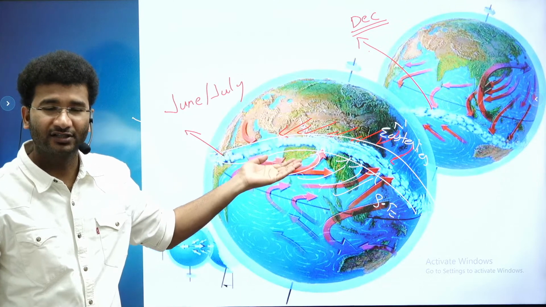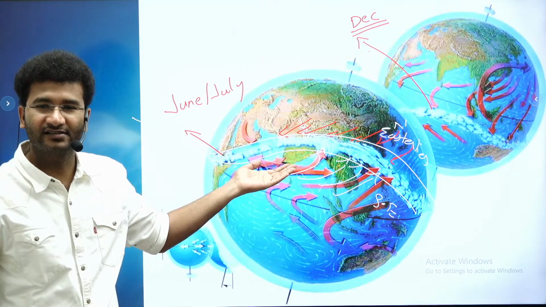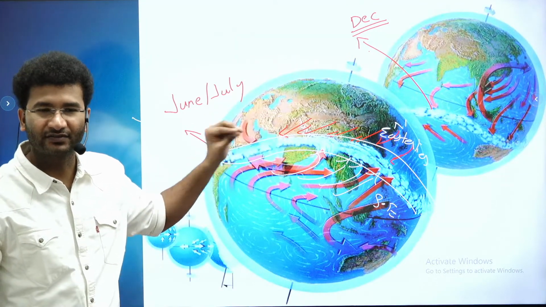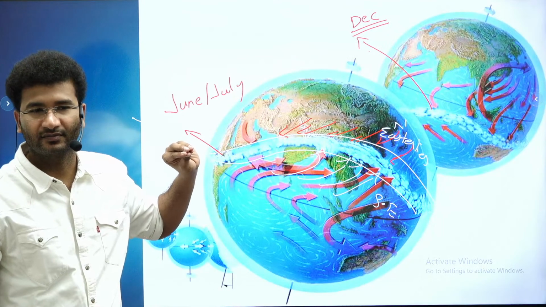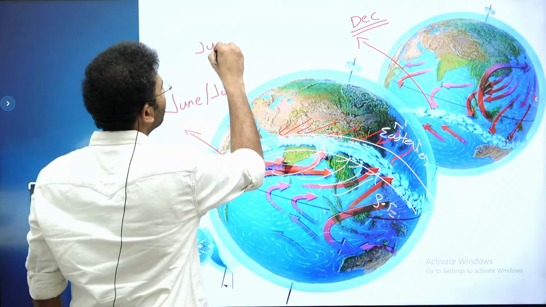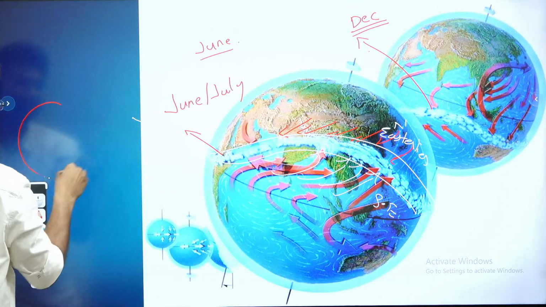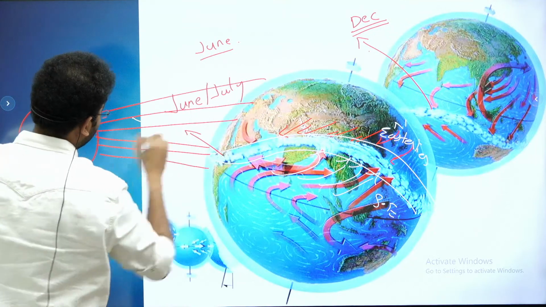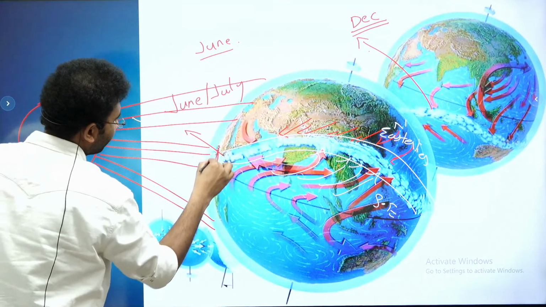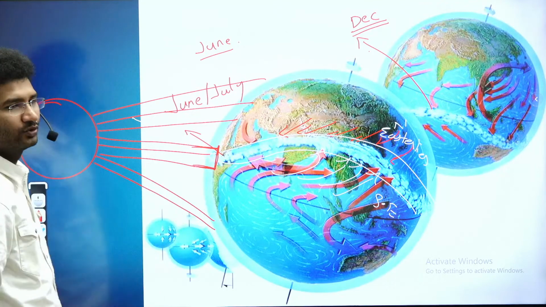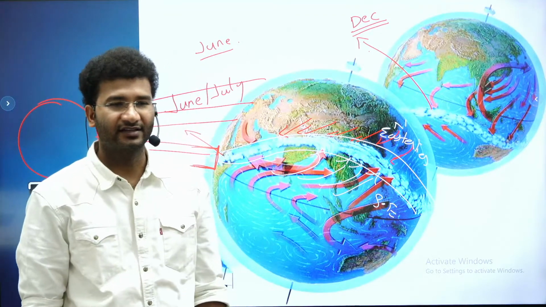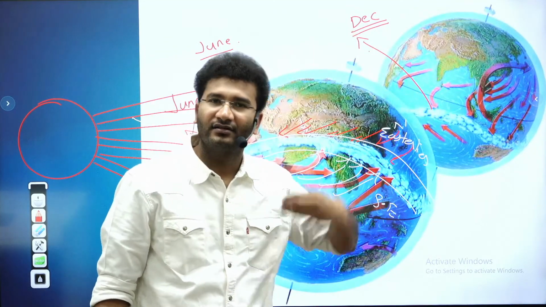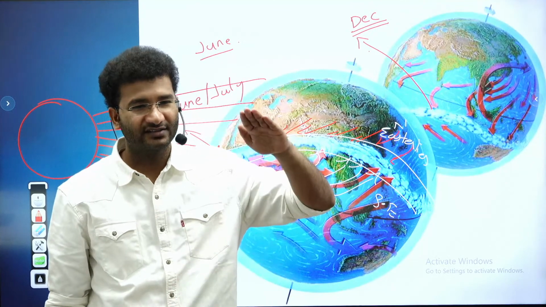Because we have learned a concept called seasons. In those seasons, where do you find the sun's rays directly falling on the surface of the earth? At which latitudes? See, in the month of June, imagine this is your sun. The sun's rays will be falling directly at the Tropic of Cancer, on June 21st. But the same sun's rays will fall directly in the month of December at the Tropic of Capricorn. That's the reason why your ITCZ also shifts.